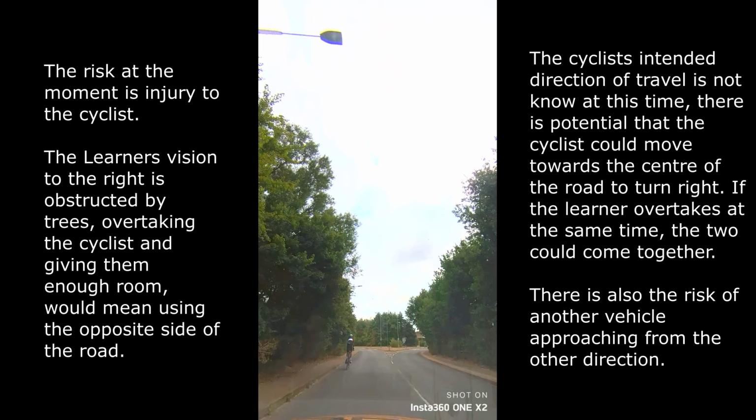The cyclist's intended direction of travel is not known at this time. There is potential that the cyclist could move towards the centre of the road to turn right. If the learner overtakes at the same time, the two could come together. There is also the risk of another vehicle approaching from the other direction.